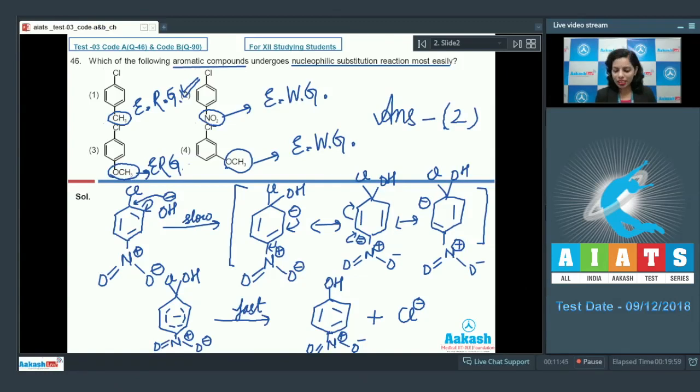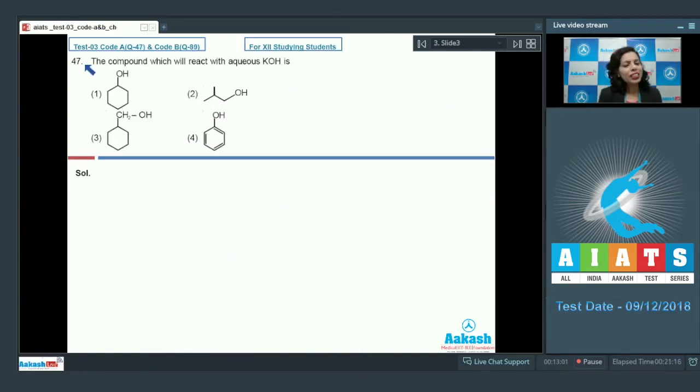Now after this, it's the turn for the next question. Question number 47: the compound which will react with aqueous KOH is. This is a reaction in which we just want to identify the other reactant which is reacting with KOH to form the product. In this case, the compound which has more acidity as compared to water will definitely react with this aqueous KOH to form a certain product, that would be salt and water.